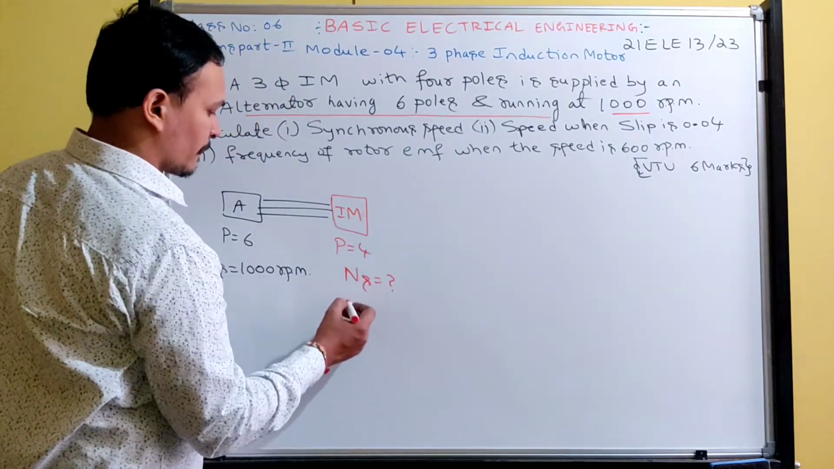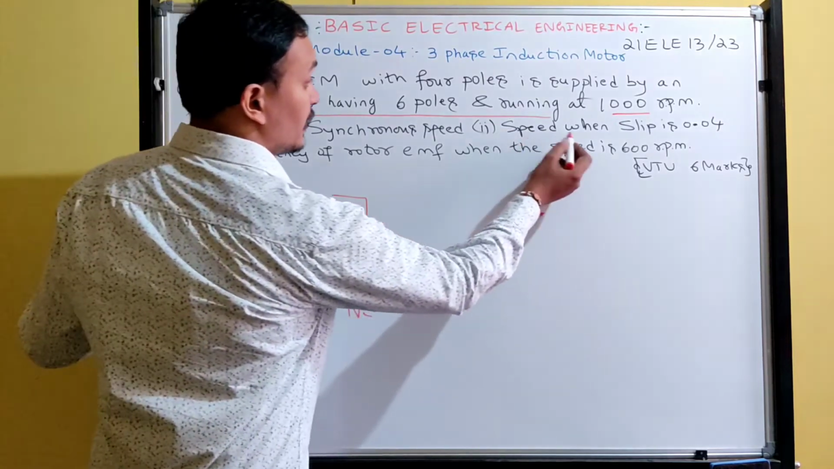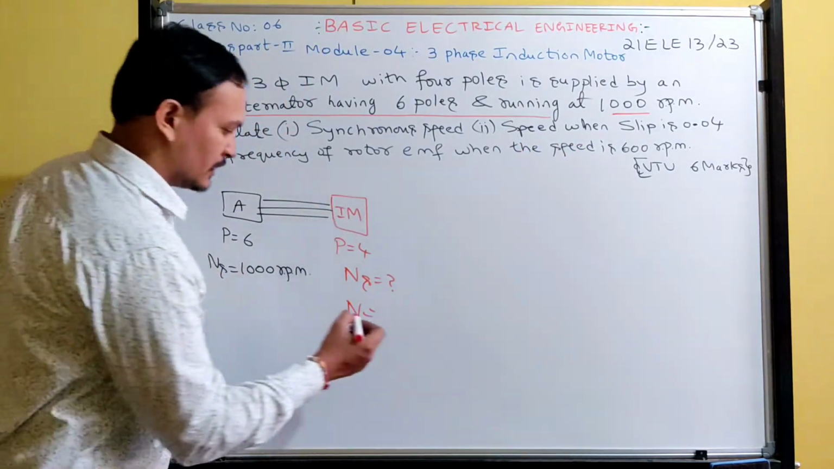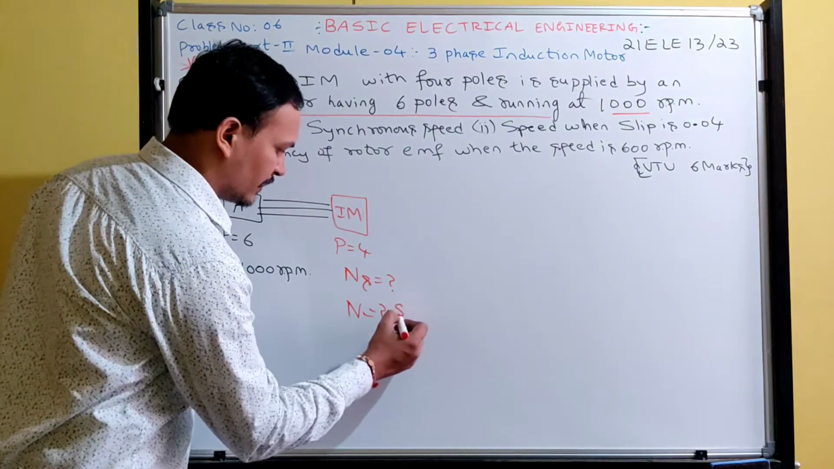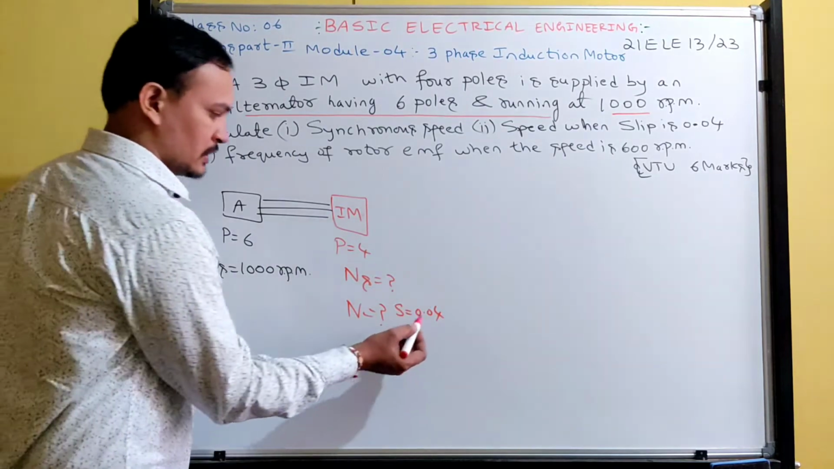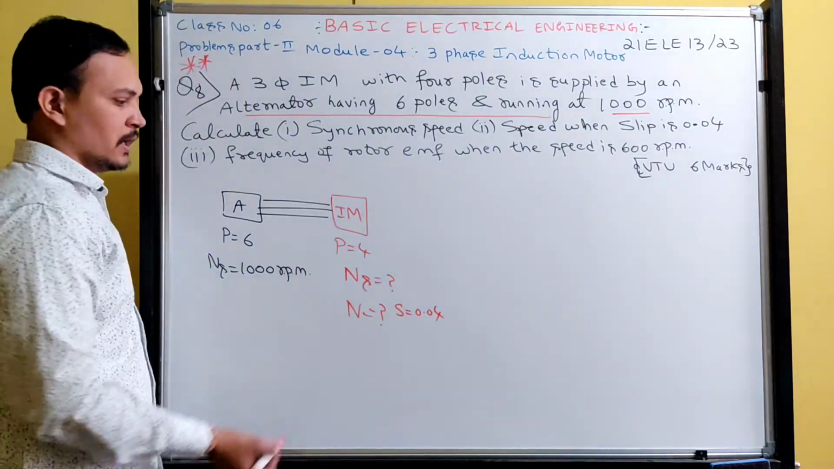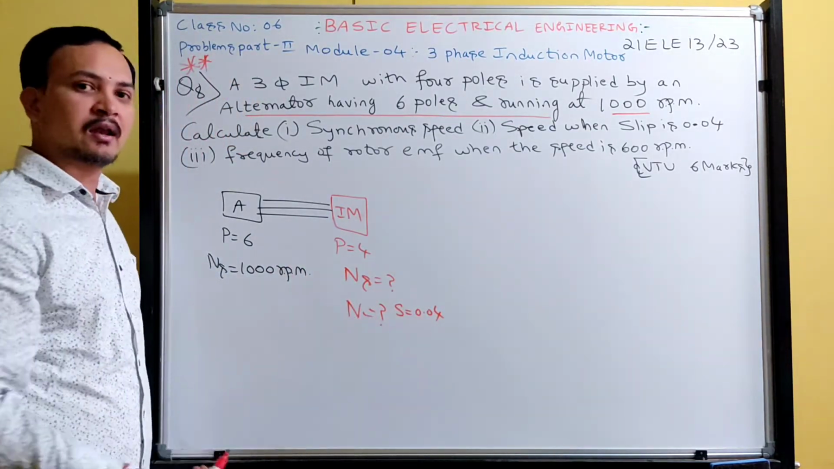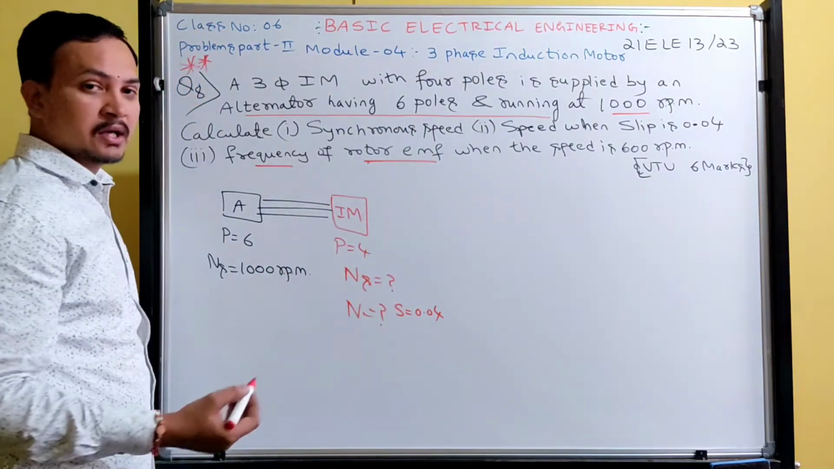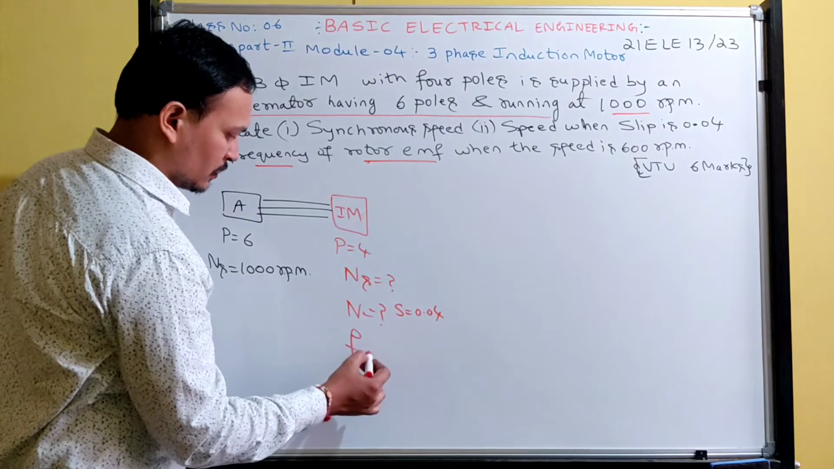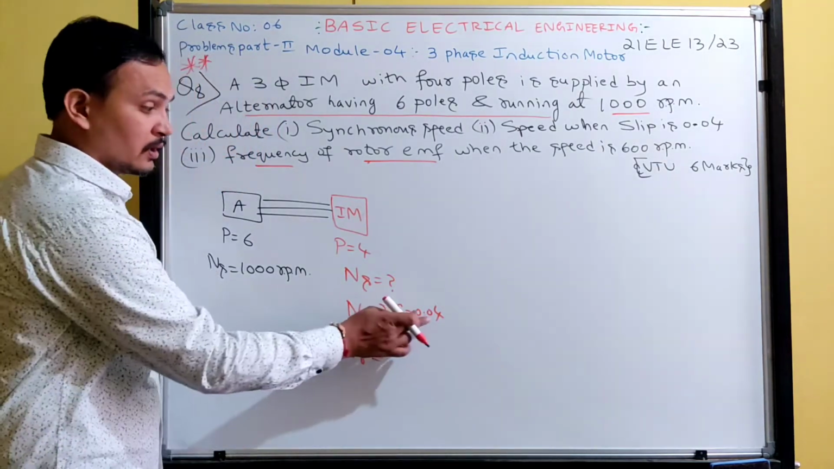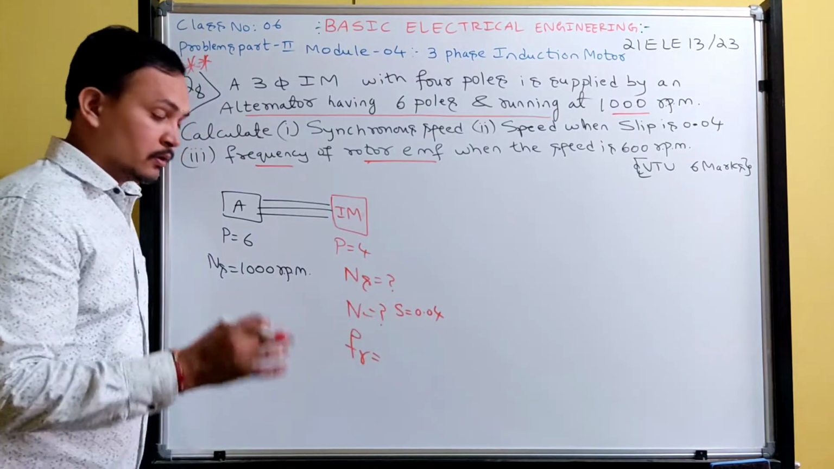And they are asking what is the speed of the motor when slip is 4%. Find N when s is 0.04. They have already given the slip. When this is the slip, what is the speed? If I know Ns and slip, I can easily calculate speed. Then the last one is the frequency of rotor EMF. They are asking what is the rotor frequency? Not for this slip.